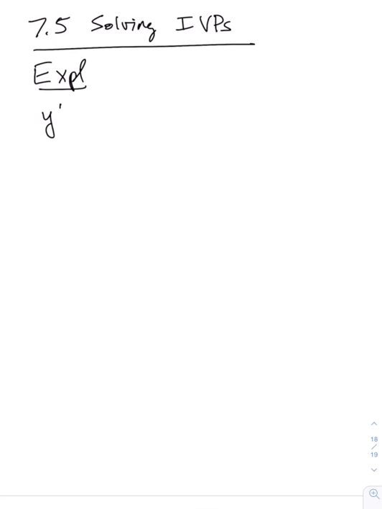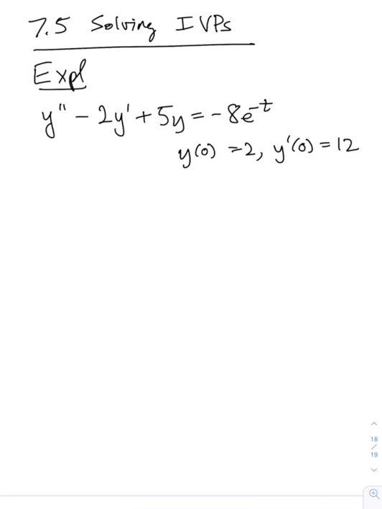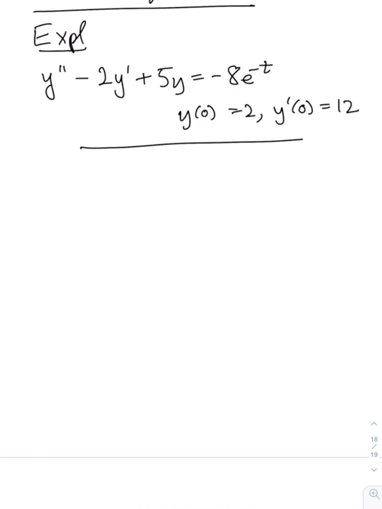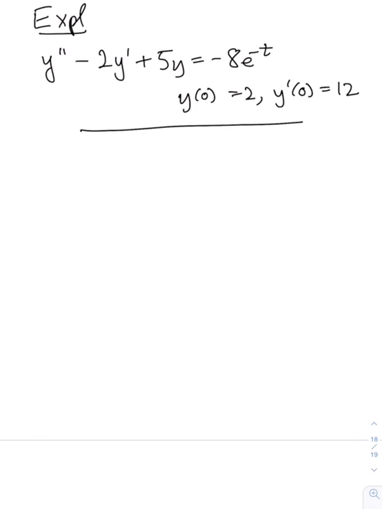The example is y double prime minus 2y prime plus 5y equals negative 8 e to the negative t, with y of 0 equals 2 and y prime of 0 equals 12. Okay, so the first thing we're going to do, just like in that earlier example, is take the Laplace transform of both sides of our differential equation. And to make the notation simpler, I want to let capital Y of s be the Laplace transform of my solution y of t.